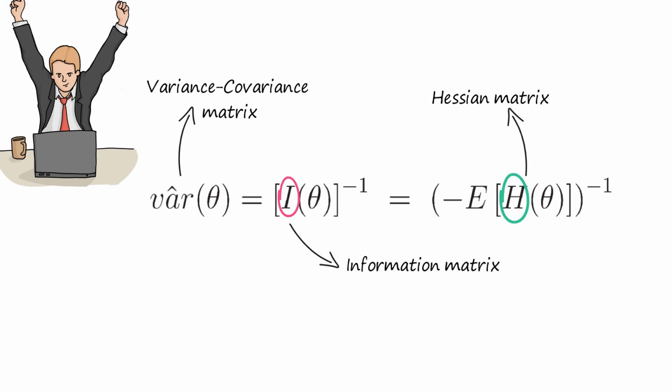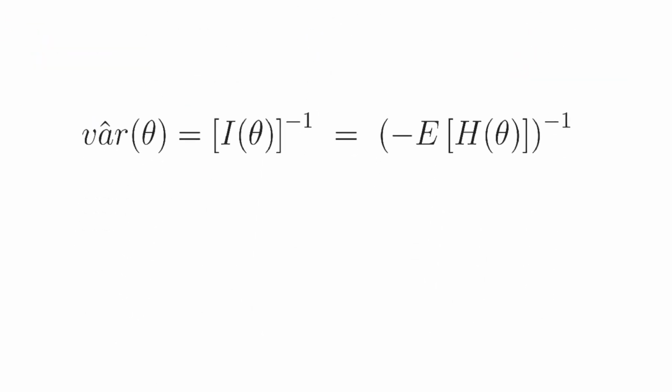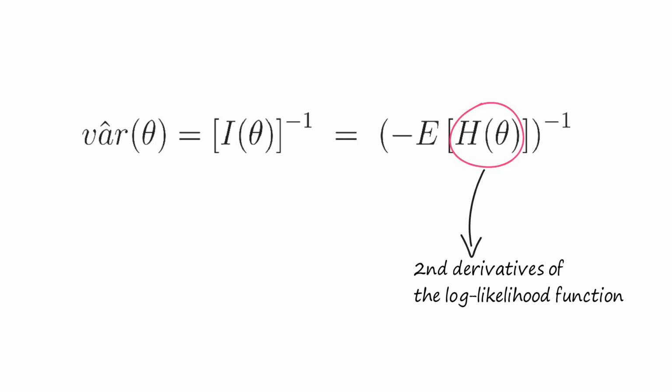Now looking at the equation, you see that we have to do three things. First, we need to determine the Hessian matrix H of theta. Well, that is nothing else than determining the matrix of second derivatives of the log likelihood function. Second, we take the expectation of that Hessian matrix. And third, we invert the last expression and multiply it with -1. Now in this video, we will do all of that on a step-by-step basis.